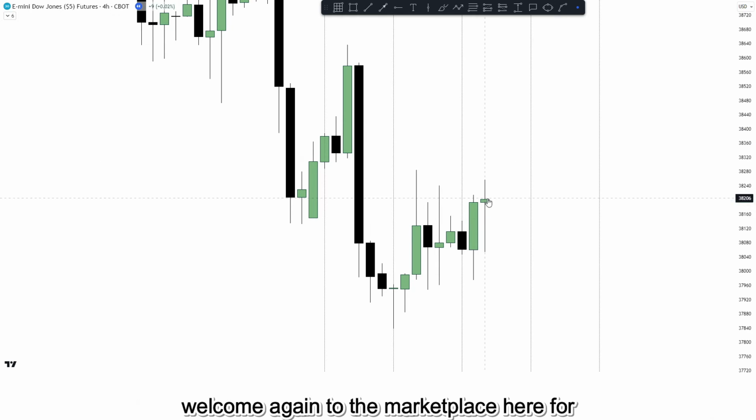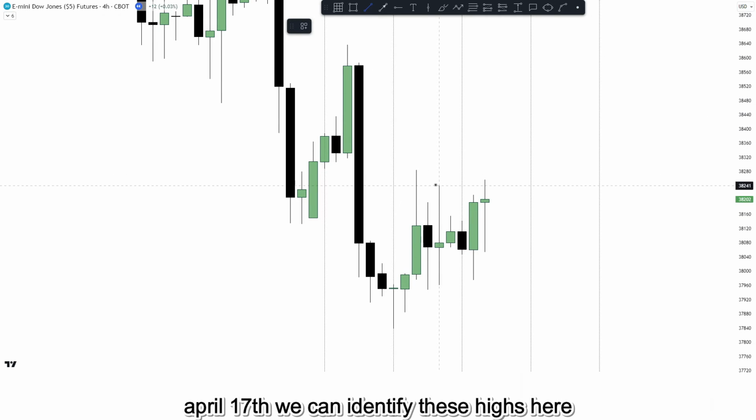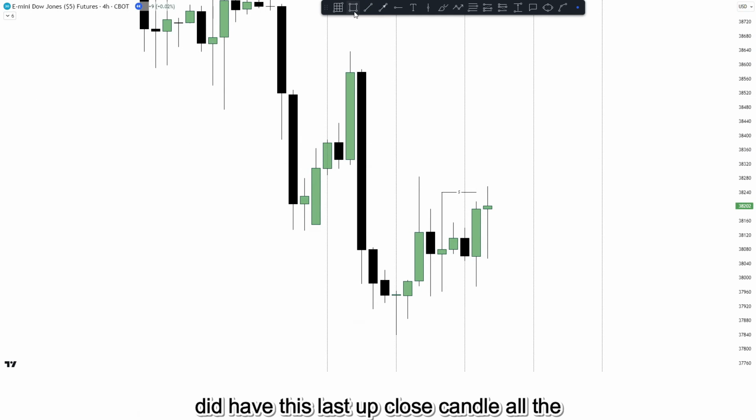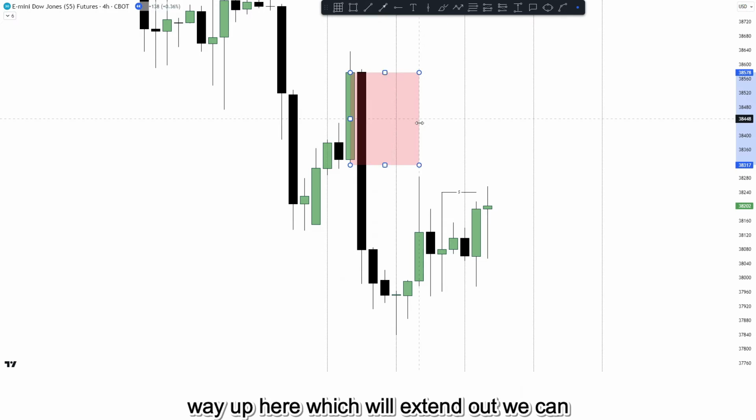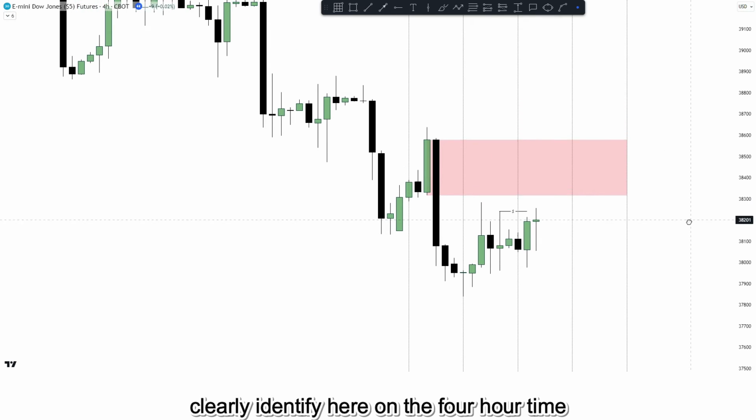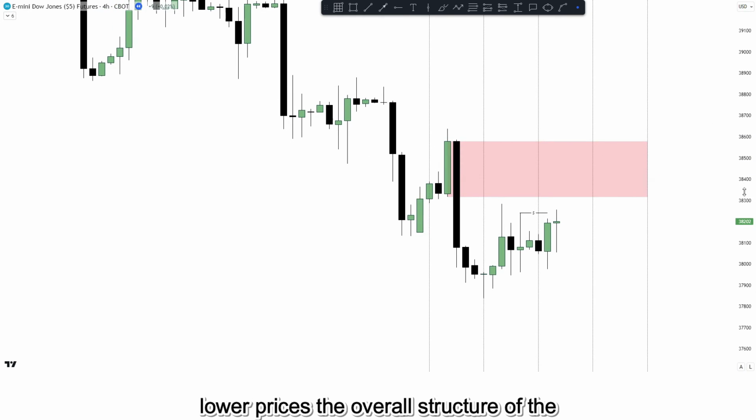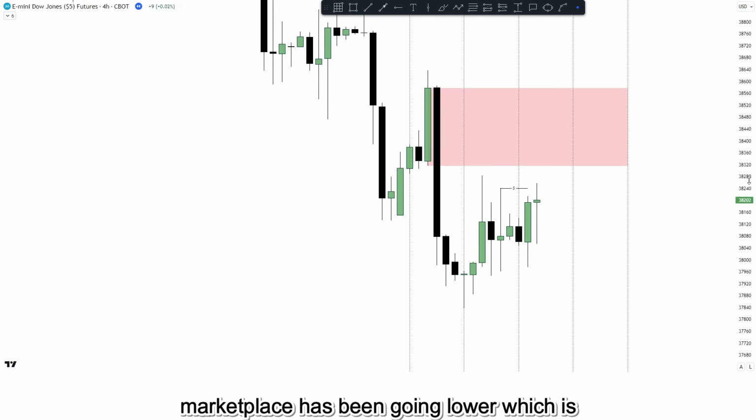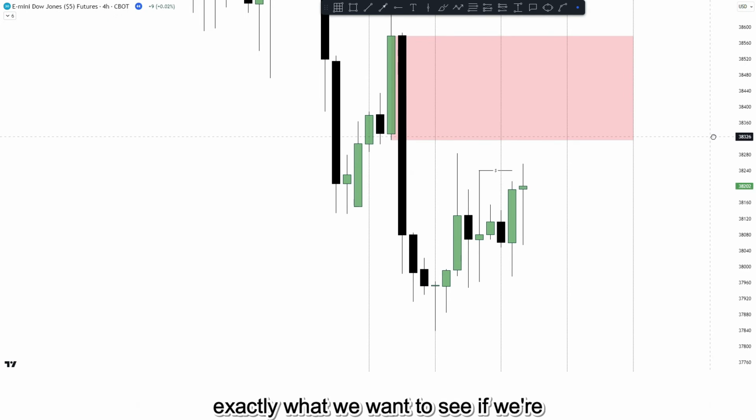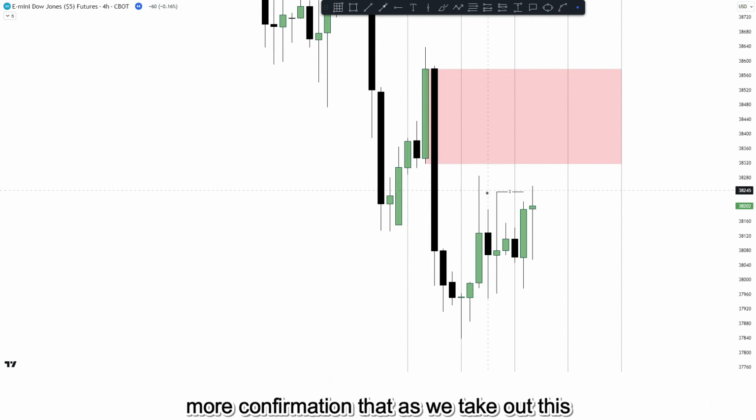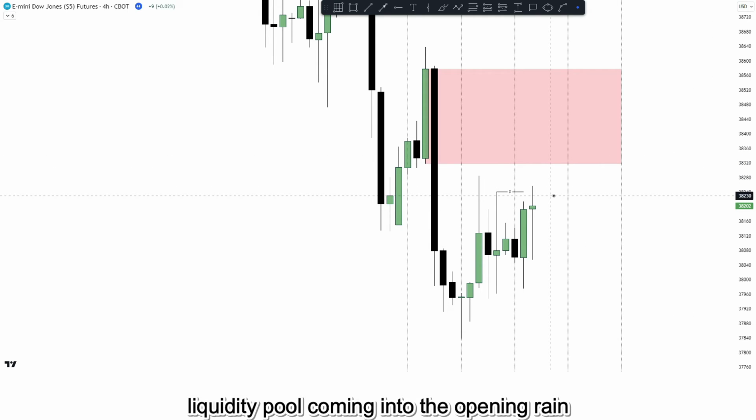So coming into the marketplace here for April 17th, we can identify these highs here on the 4-hour time frame, as well as we did have this last up close candle all the way up here, which will extend out. We can clearly identify here on the 4-hour time frame that we have been making lower and lower prices, and the overall structure of the marketplace has been going lower, which is exactly what we want to see if we're anticipating lower prices, giving us even more confirmation that as we take out this liquidity pool coming into the opening range, I want to anticipate some type of rejection from it to then see that continuation to the downside.